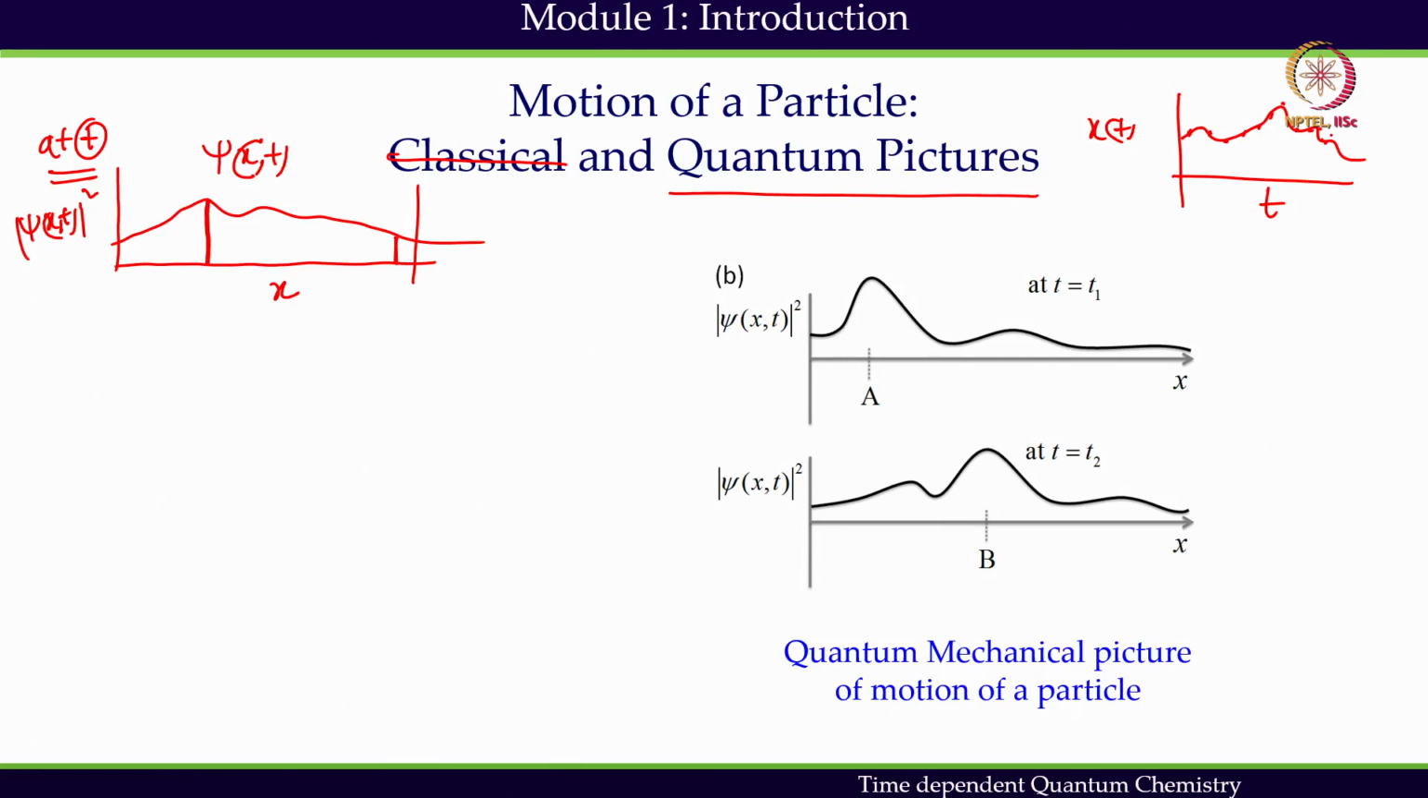There are ways to bypass that problem. We will discuss that by discussing the quantum mechanical motion of a quantum particle with a classical flavor. That we will do in the second module. But here what we are trying to emphasize is that all physical and chemical description of a particle is given by the wave function psi(x, t).